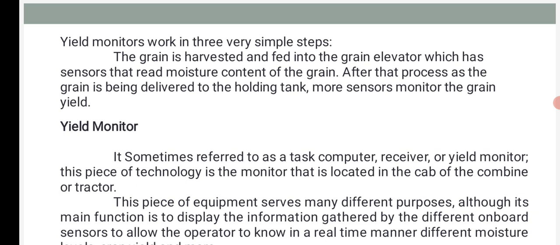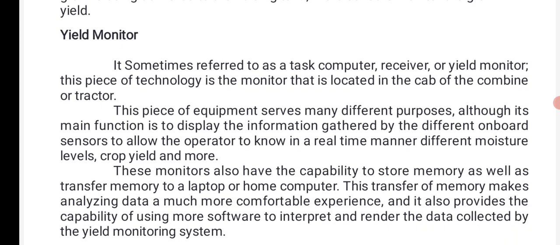First, the grain is harvested and fed into the grain elevator, which has a sensor that reads the moisture content of the grain. After that process, as the grain is being delivered to the holding tank, more sensors monitor the grain yield. The yield monitor is sometimes referred to as a task computer, receiver or yield monitor.